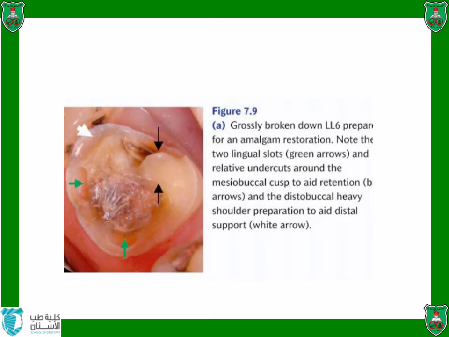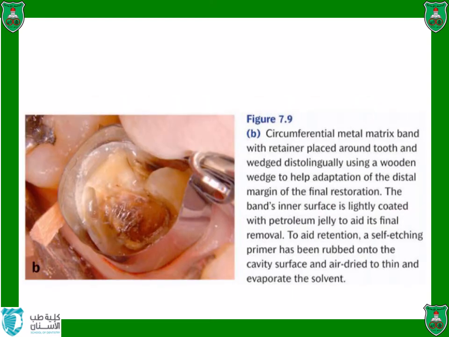Now, after we finish the design and placing the retention features, we will start our procedure. We place our matrix band and you have different choices. You will choose whatever is present in the clinic and convenient for you. You will place your wedge. Now, this preparation will be restored with a bonded restoration. That's why sometimes we apply some petroleum jelly to the band to aid in its removal. It will not stick to the bonding agent.